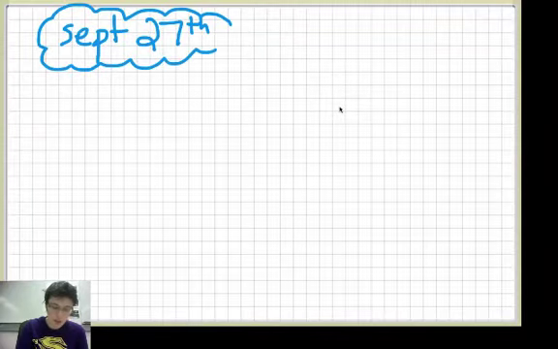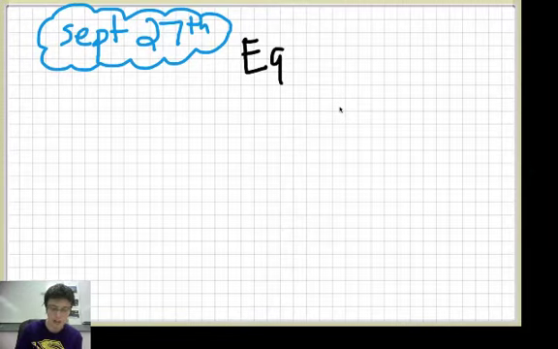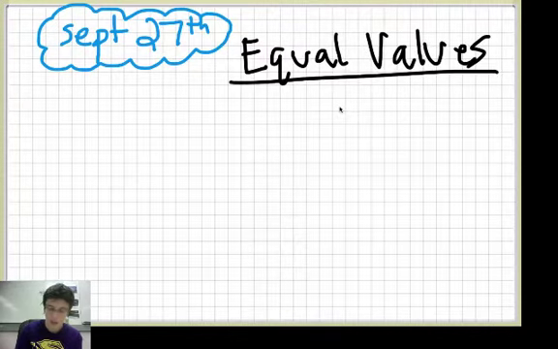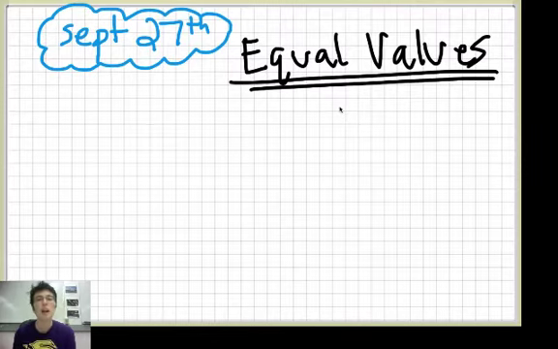And what we're going to do is practice what we're doing in class. We're working really, really hard on this thing called the equal values method. Equal values is an algebra strategy of figuring out where two lines cross on a graph, and it's a way to do it without having to actually draw the graph itself. It's really kind of nice sometimes.